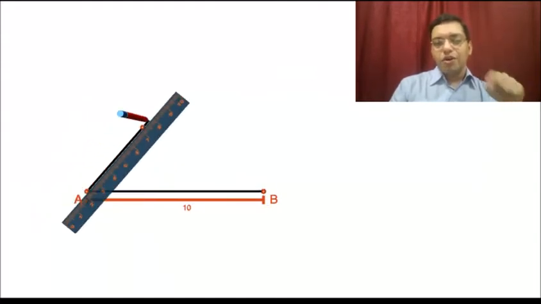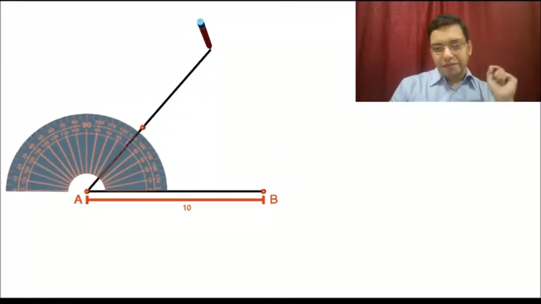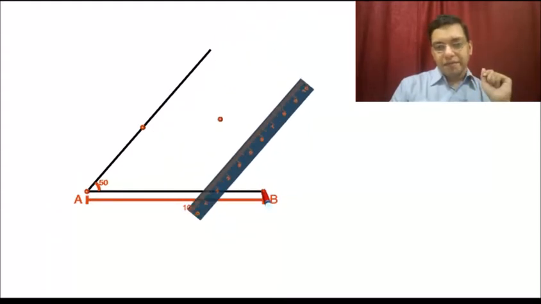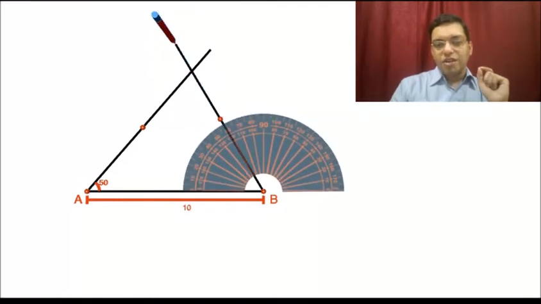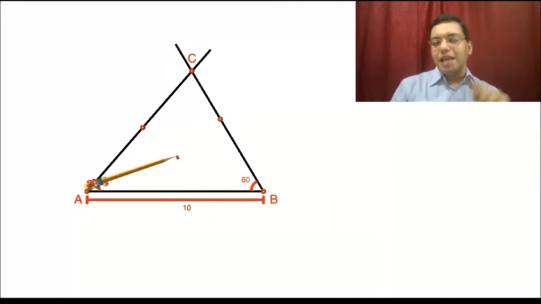So we draw this ray at an angle of 50 degrees to the segment AB. That's 50 degrees, and this other ray at an angle of 60 degrees to the segment BA. So this angle is going to be 60 degrees. Always remember to mark your lengths and the measures of angles in your diagrams when you're doing constructions. Now the point of intersection of these two rays we have called C, and we have got our triangle ABC.